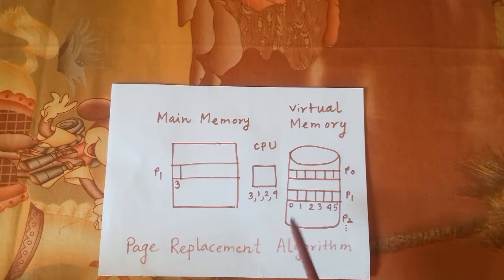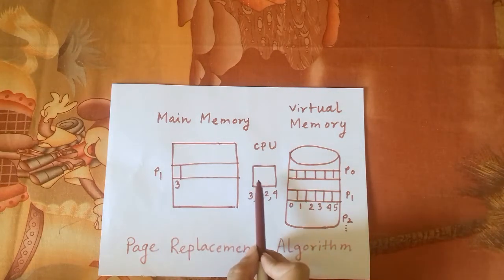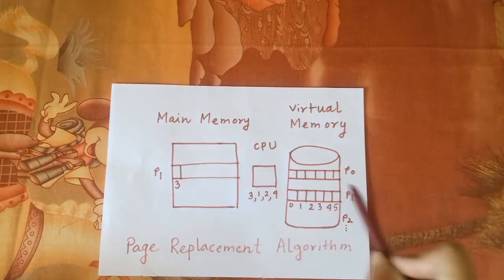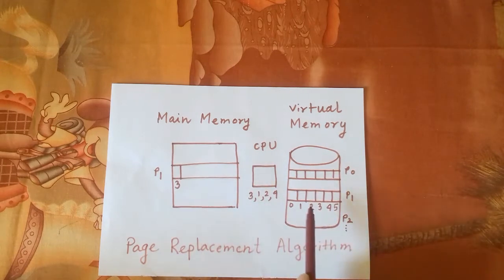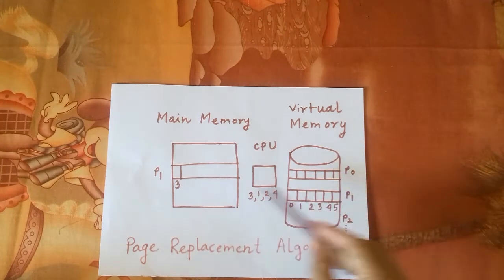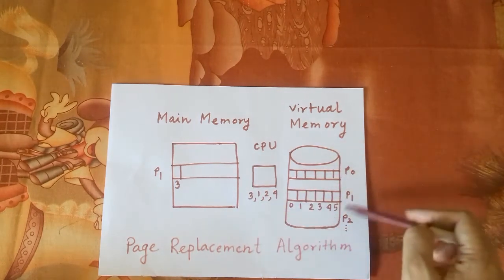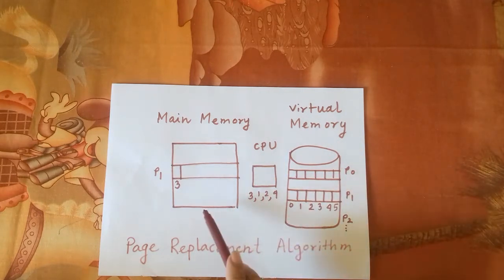This is our main memory. This is the CPU. What happens actually is main memory size is very small compared to virtual memory. Here I have not made much difference in size because it will not be seen, so I have made them almost the same size to make it visible. But in real life, virtual memory will be very big and main memory will be very small compared to it.